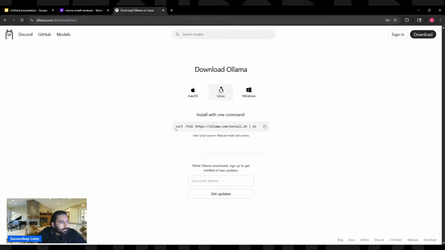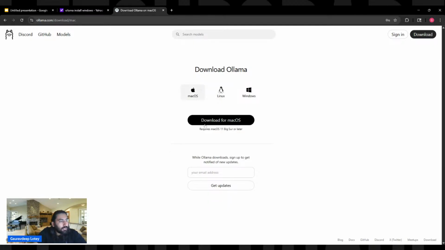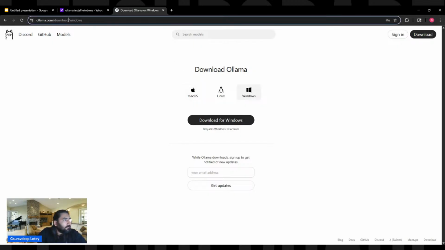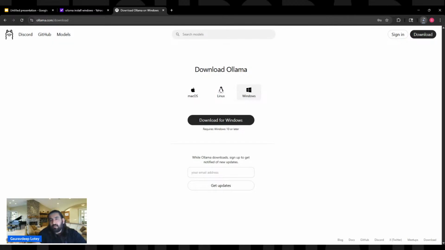On Linux, a curl command works. Simply run this curl command on your terminal. On macOS, again you can download the executable and run it from there. So go to ollama.com/download and first of all install Ollama. You click on download for Windows, and your download will start. This is about 1 GB of data, so depending upon your internet speed, you'll be able to do it. It will take just 40-45 seconds to download this 1 GB for me. I can quickly do it for you.